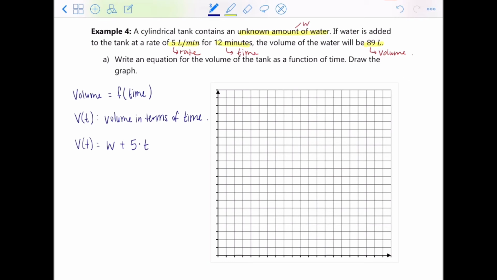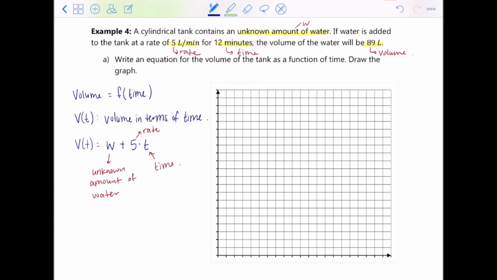So this is a general equation. So what we need to know here is that this is the unknown amount of water. And 5 is the rate the water fills in, and then t for time. So the volume changes depending on the time. So now that we have a general equation, we can actually fill in or sub in all the values we have. So we have V of t.